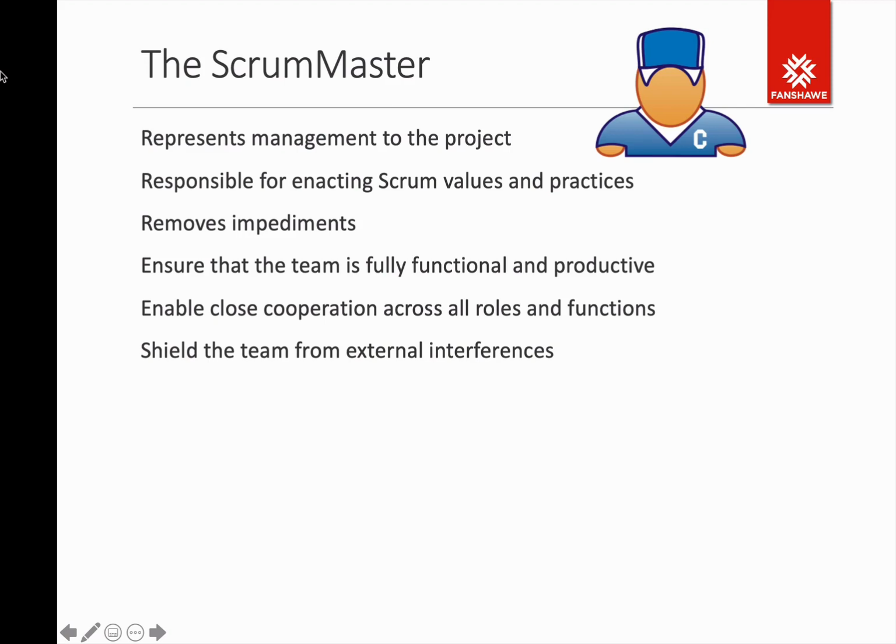The Scrum Master is really somebody from the development team that represents the management of the project. They're really there to enact Scrum values and practices and remove any kind of impediments that might stand in the way of the team being successful. So they're there to shield the team from external influences and to make sure that the projects run smoothly. But many times the Scrum Master is not a project manager for the team per se. Sometimes they are, sometimes they're not. They're just there to make sure that the process is being followed and that the system development is moving forward in an expeditious manner.